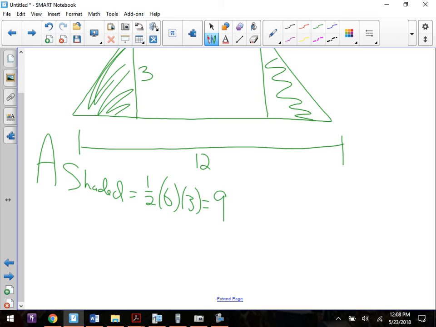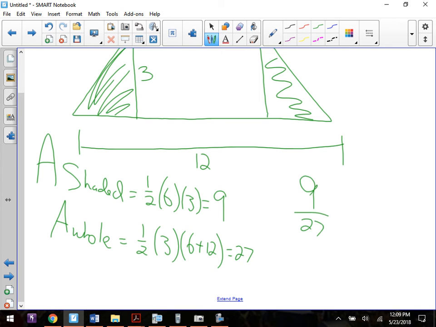And then the area of the whole thing is a trapezoid, so it's 1/2 the height, sum of the bases. So when I put that together, I get, what is that? 18, half that 9, 27. So I take 9 divided by 27, I get 1/3. And that's the geometric probability of landing within the shaded region.